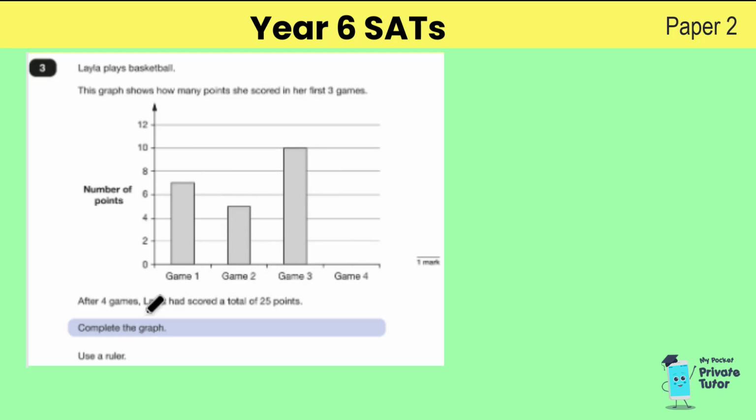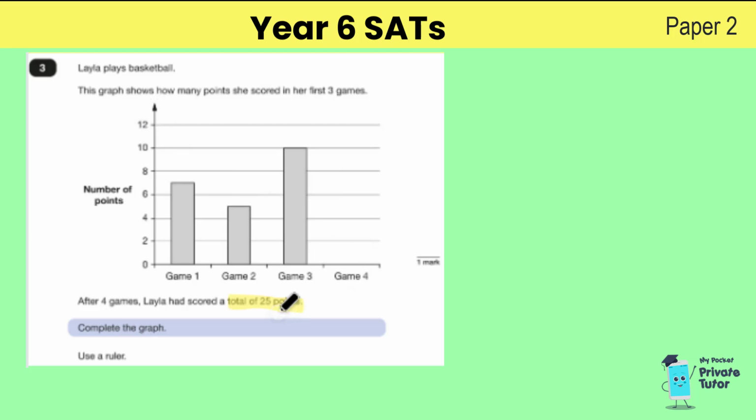After 4 games, Layla has scored a total of 25 points. Complete the graph. It's very important to note that this is a total of 25 points. It isn't 25 points in game 4. Be very careful, that's the sort of thing that trips people up. In fact, it doesn't even really let you make the mistake because the graph only goes up to 12.